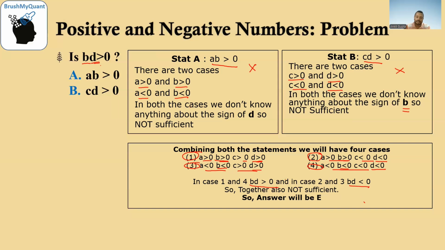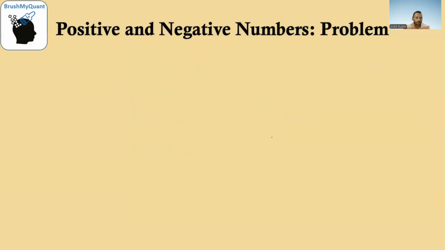So even when we are taking both of them together, there are two cases where B into D is positive and two cases where B into D is negative. So both together are also not sufficient to answer the problem. So the answer will be option number E in this case. Let's try another problem.